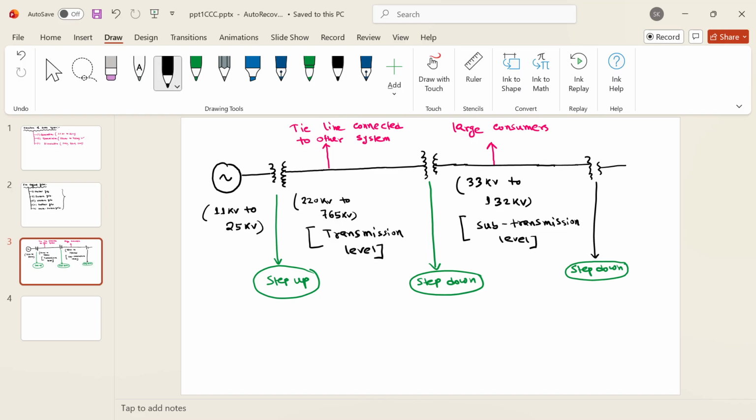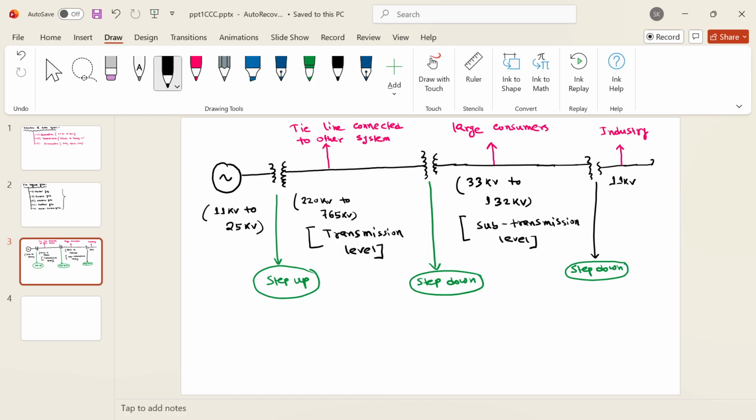Now distribution will start, and you have two kinds of distribution. You have primary distribution and you have secondary distribution. So let's say here the voltage level will be 11 kV, and maybe this 11 kV is going to some industry and all, let's say.